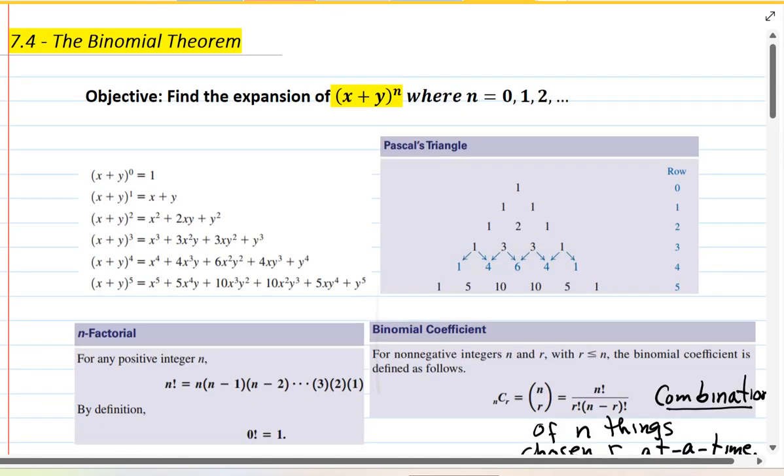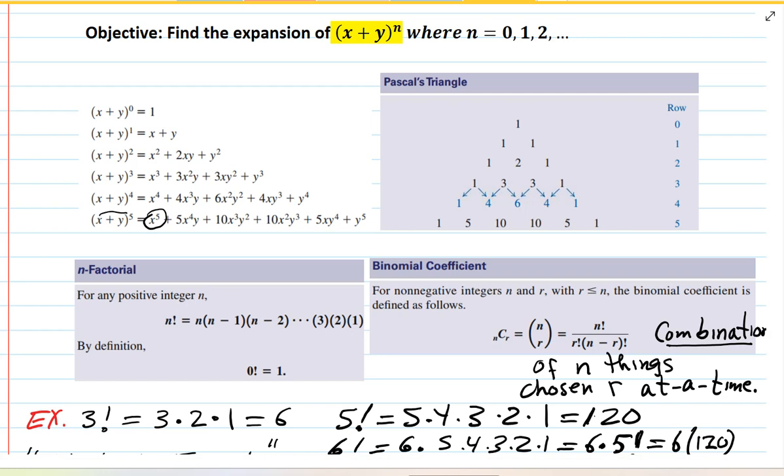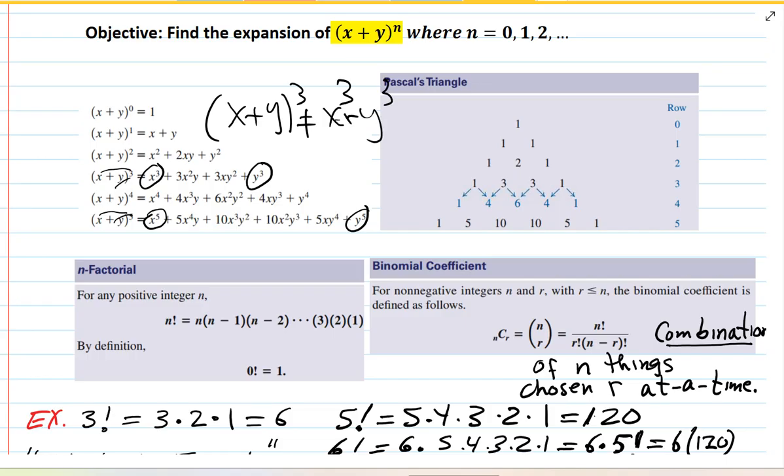Now, that's another observation I was going to make. Look at the first term, x plus y to the 5th. First term is x to the 5th. Last term is y to the 5th. Look at x plus y cubed. You have x cubed, y cubed. There you go. And by the way, x plus y cubed, common mistake. This is not x cubed plus y cubed. As you can see, that's what x plus y cubed is. So please do not make that mistake because it is incorrect.